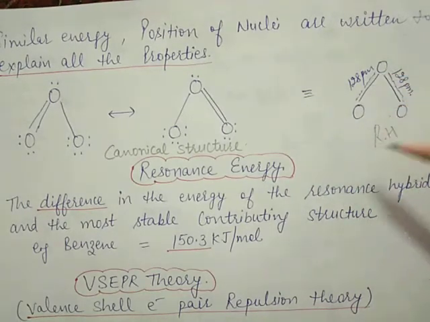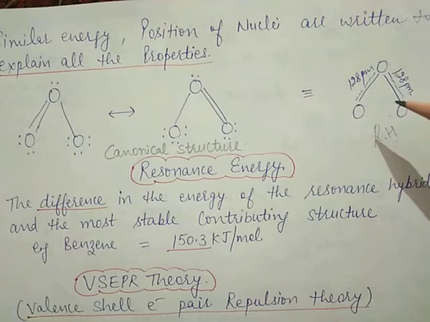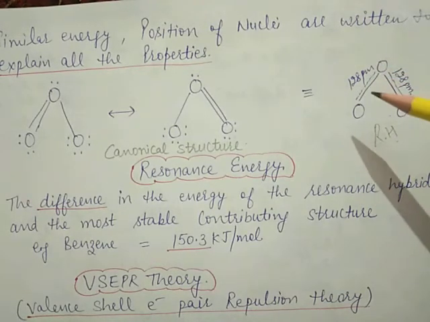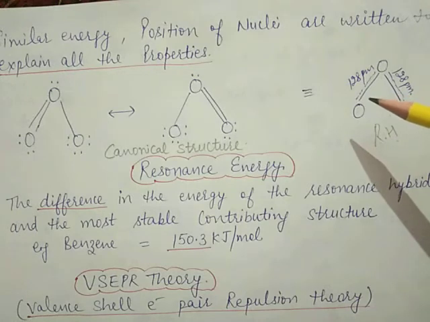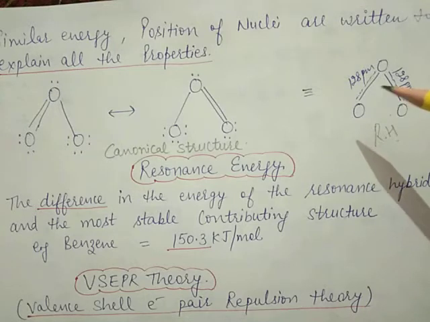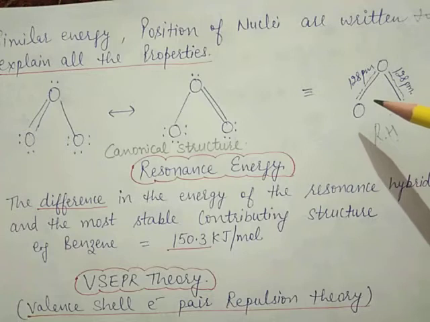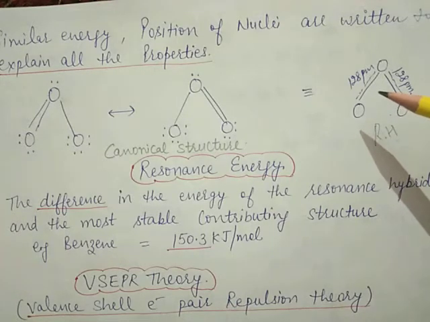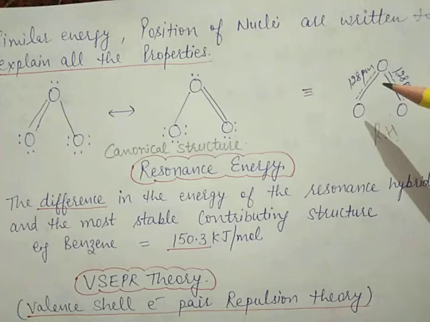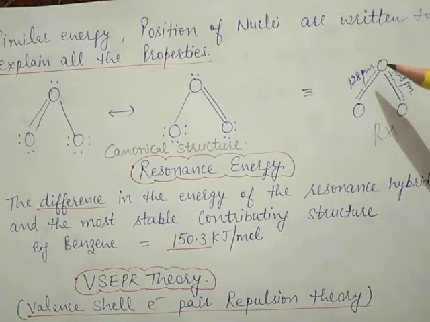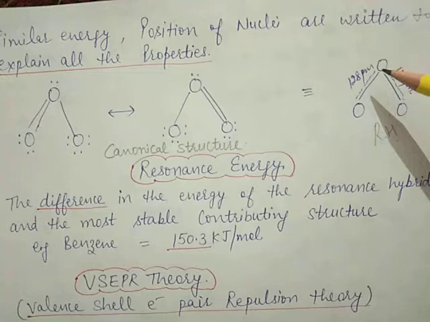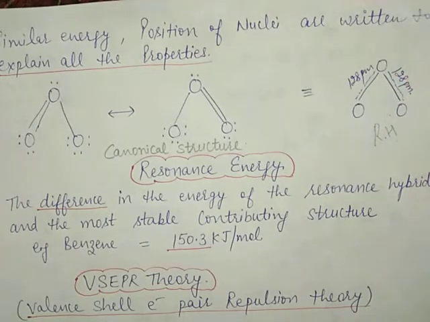Now, how will you explain the stability of resonance hybrid? Point number 1. Non-polar molecules are more stable as compared to polar molecules. Point number 2. Canonical forms having more number of covalent bonds are more stable. Point number 3. Canonical forms having negative charge on the electronegative atom and positive charge on the less electronegative atom are more stable.